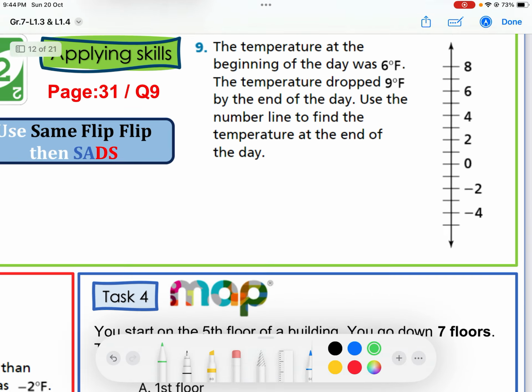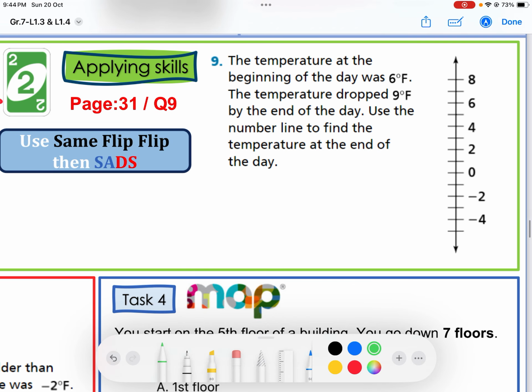Okay, here. This is a real life application. At the beginning, it was 6. There you go, that's your temperature. And then it dropped by 9. So you need to drop it 9 steps. So 1, 2... So what will be your answer? Where are you going to stop at? That will be your answer. I believe it's a clear negative 3.